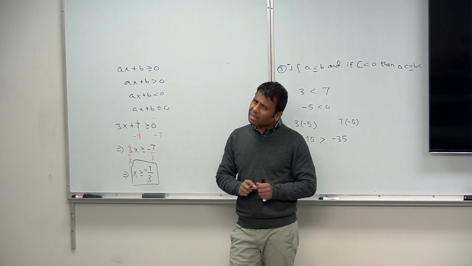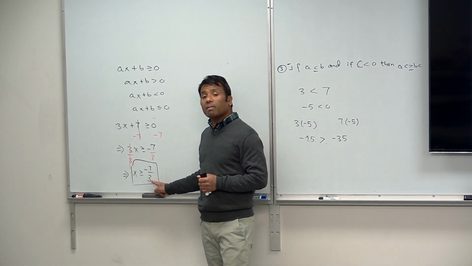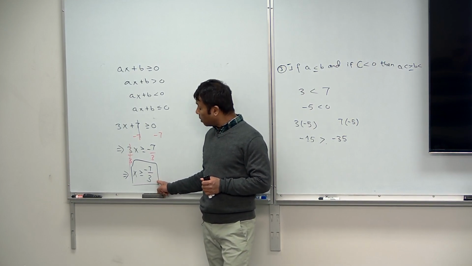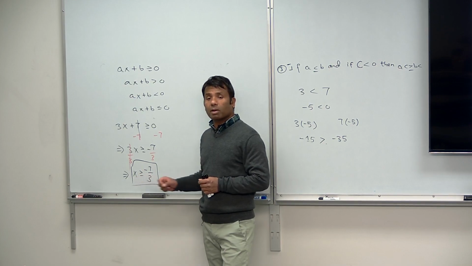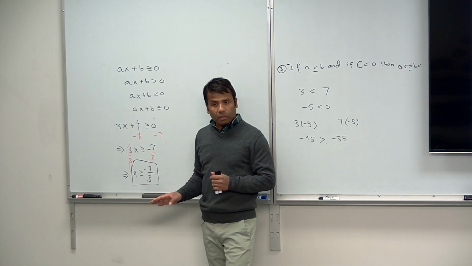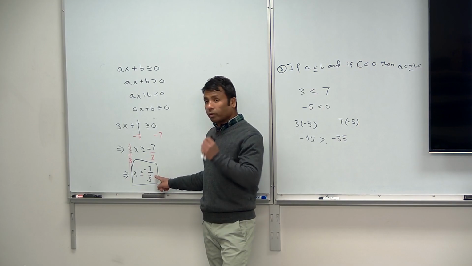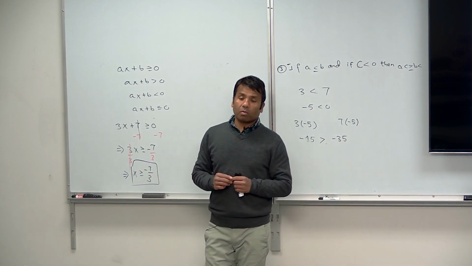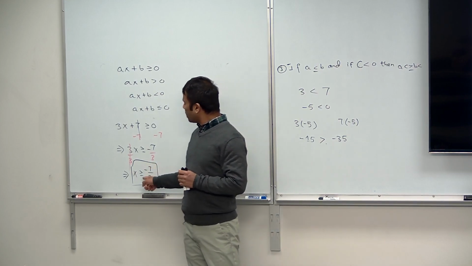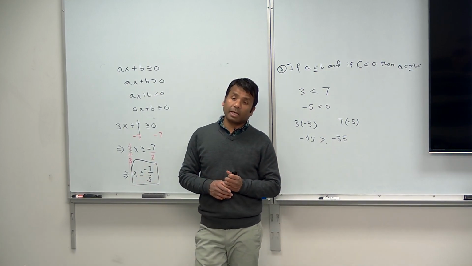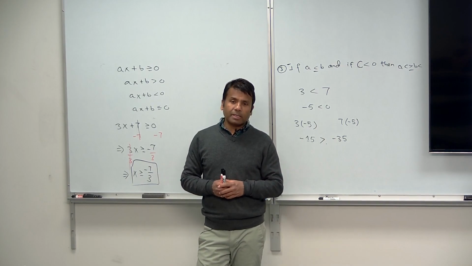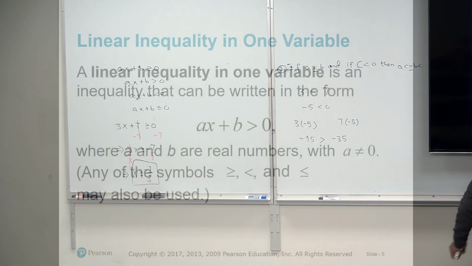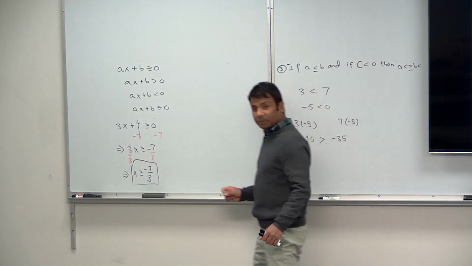Does that make sense? You have infinitely many values of x that satisfy this inequality. Any value equal to negative 7 over 3 or greater than negative 7 over 3 will satisfy this inequality. Make sense? So far so good, guys? Good, good.